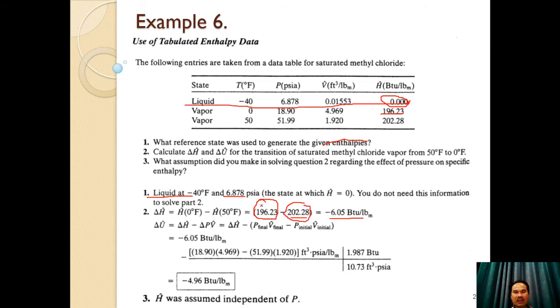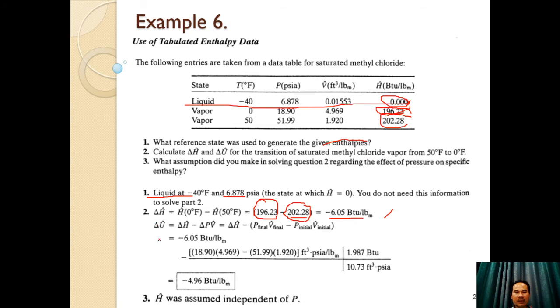S at 50 Fahrenheit means S at 50 Fahrenheit minus S at minus 40, because we reference to minus 40. S at minus 40 is equal to 0. That means 202.28. And then you can calculate the delta S between 0 and 50, or 50 and 0. You can substitute this and get the difference, because this term is referring to liquid at minus 40 already.